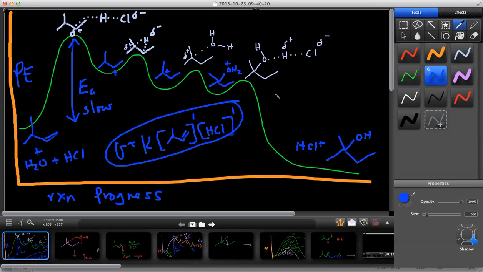So this should give you a nice head start in terms of attacking the problem sets. I'm going to also podcast the addition of Br2 across the double bond and also a little bit on the nucleophilic addition.